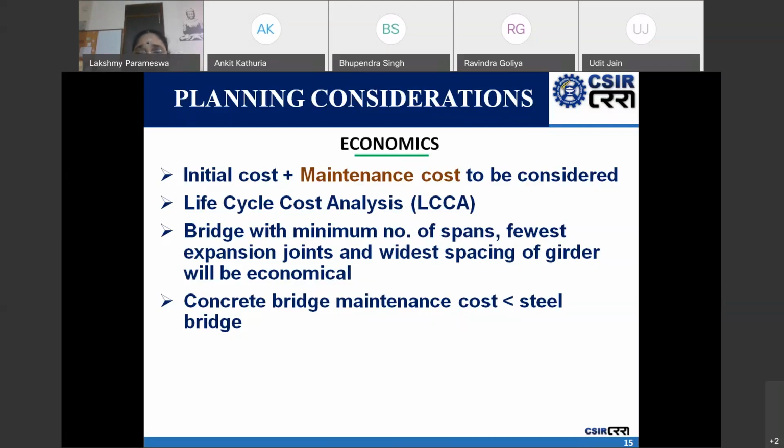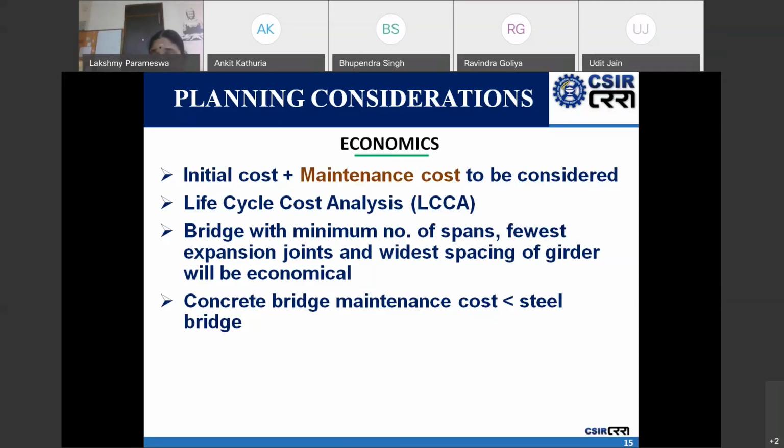I'm sure that many of you must have experienced such difficulties when traveling over a road network. So we may have to think of reducing the number of expansion joints. Then what will happen? The type of expansion joint will change. So that's why we are now moving from the strip seal joint to the modular expansion joint.